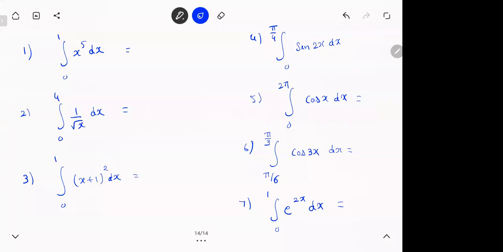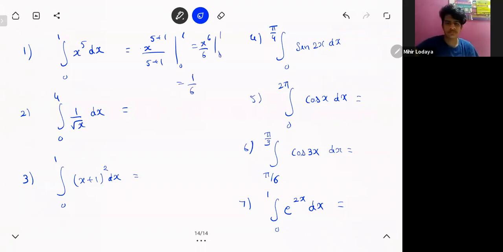Let's see the first one. First one is easy. X power 5 plus 1 by 5 plus 1, limits from 0 to 1. That would be x power 6 by 6 from 0 to 1. 1 by 6. Hope all got the first one.